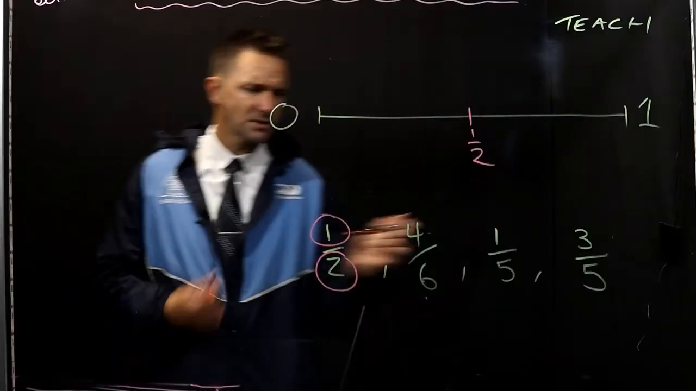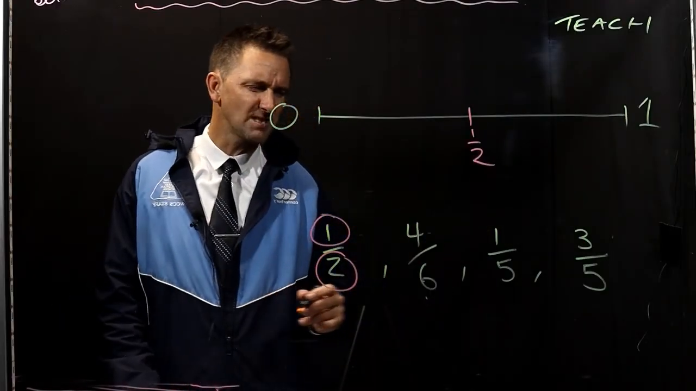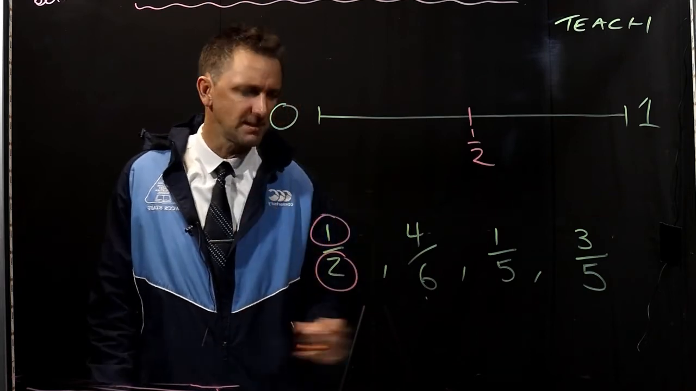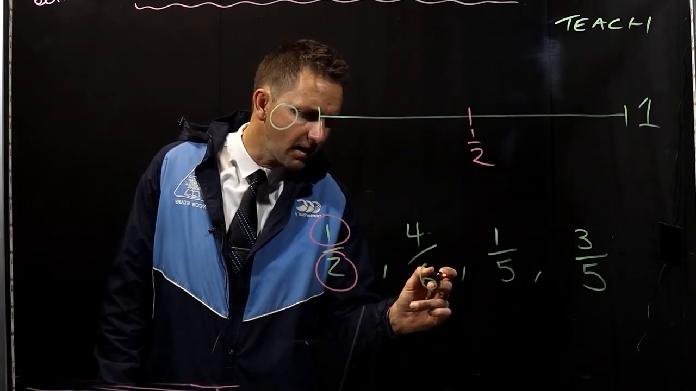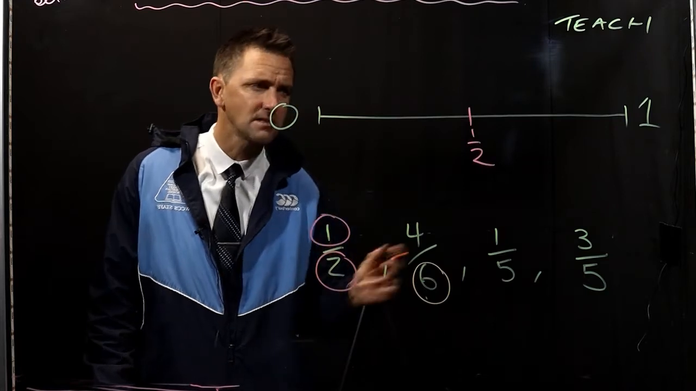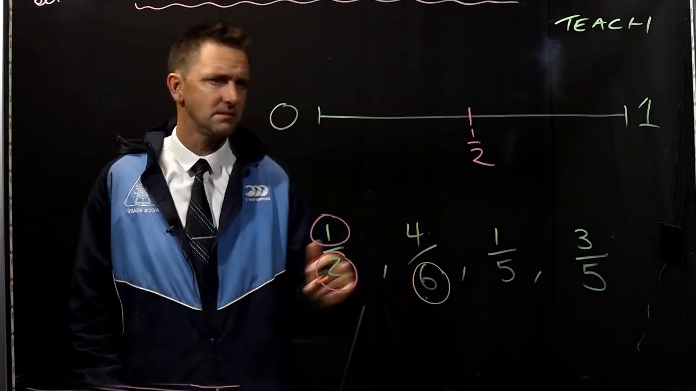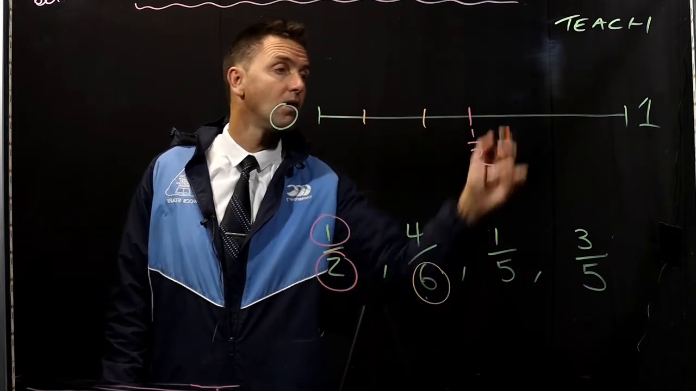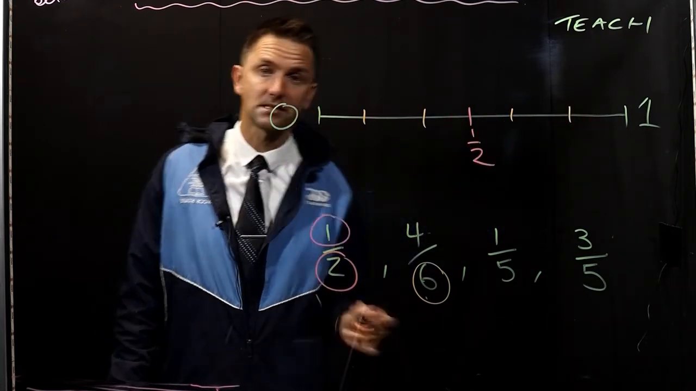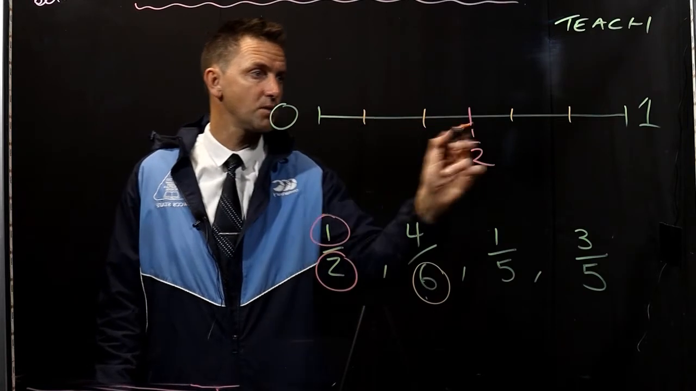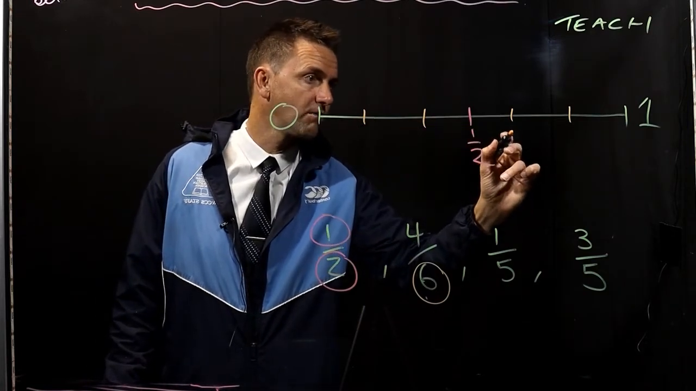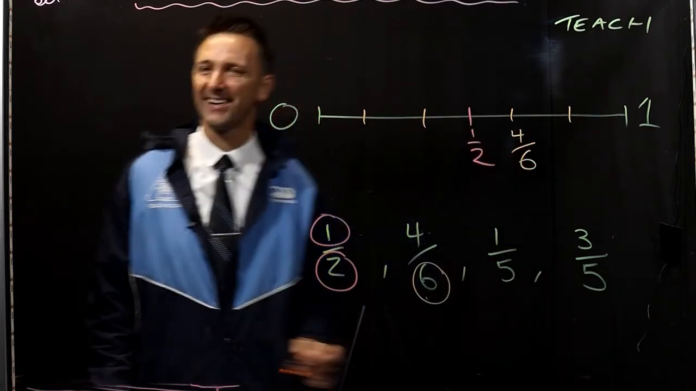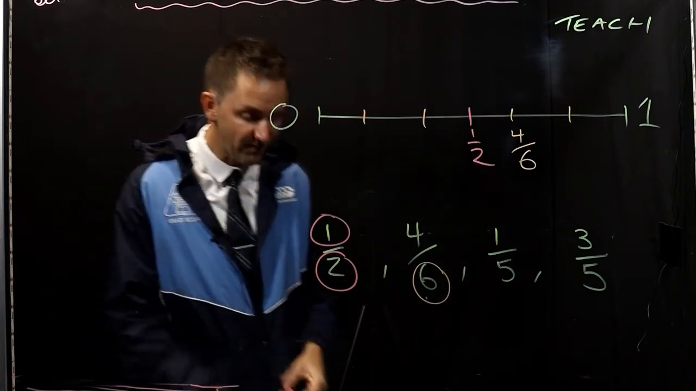Okay, let's look at 4/6. Now 4/6 means we're going to cut something up into 6 pieces. So let's do that. Here we go, because 6 equals 6. So we're going to cut this line up into 6 equal pieces. So 1, 2, 3, 4, 5, 6. So 4 of those would be 1, 2, 3, 4. There's 4/6.